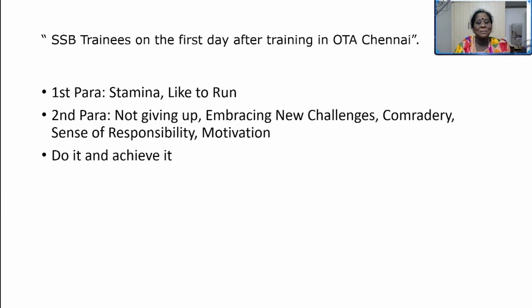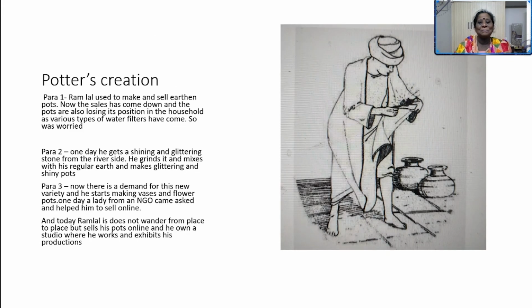Now we'll see one more photo. Now, this looks like a potter. So here the action line, maybe we can say potter's creation. So in para one, I just say Ramlal used to make and sell earthen pots. Now the sales have come down and the pots are losing their position in every household as various types of water filters have come. So Ramlal was worried.